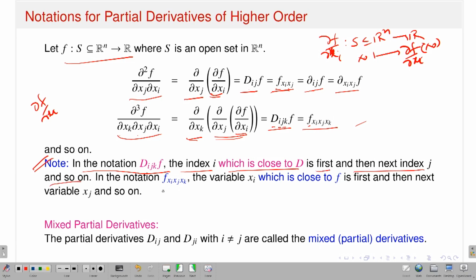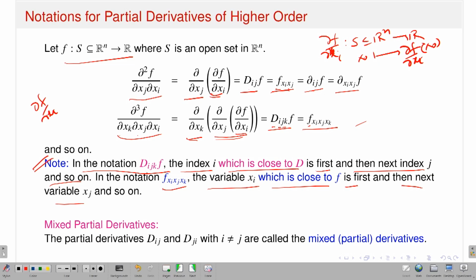In other words, in the notation f suffix xi xj xk, the variable xi which is close to f is taken first, and then the next variable xj, and so on and so forth. So just look at the notations, look at the suffix symbols. Whichever variable i, j, k appears nearest to f, you perform the partial derivative of your function with respect to that variable first, and then you can go to the next one.